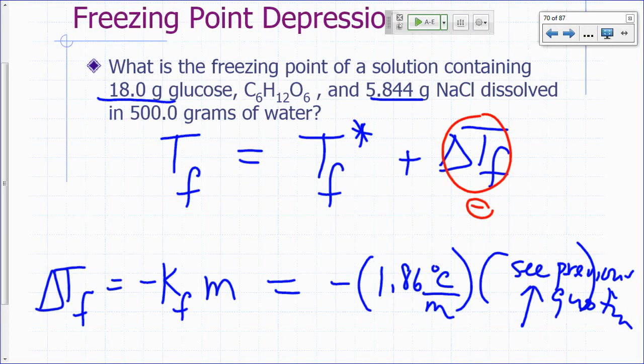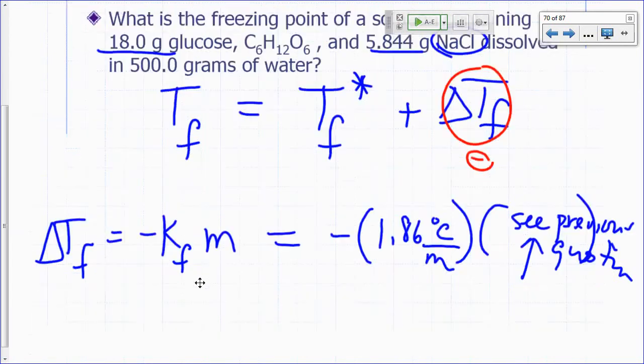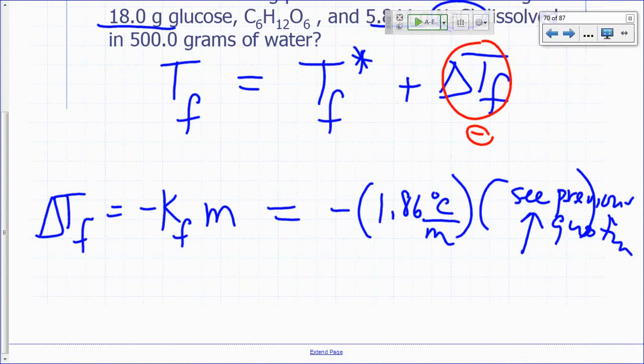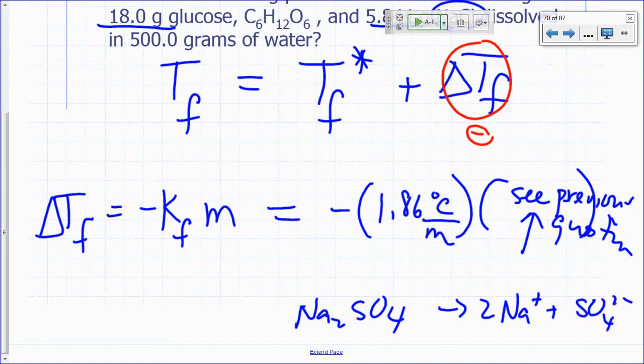And again, don't forget that in the case of sodium chloride, you'd have to multiply the molality by 2 because you're going to get 2 particles. By the way, what if this wasn't sodium chloride? What if it was something like sodium sulfate? Instead of multiplying by 2, you'd multiply by how much? By 3, because that's going to give you 2 sodium ions and the sulfate ion. Okay? So keep in mind that you have to multiply by the van 't Hoff factor.